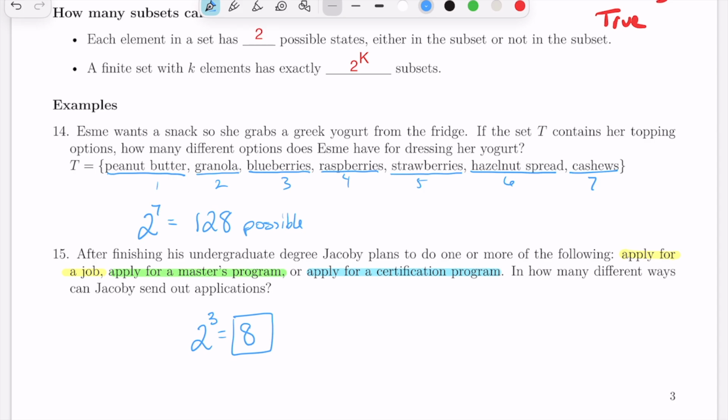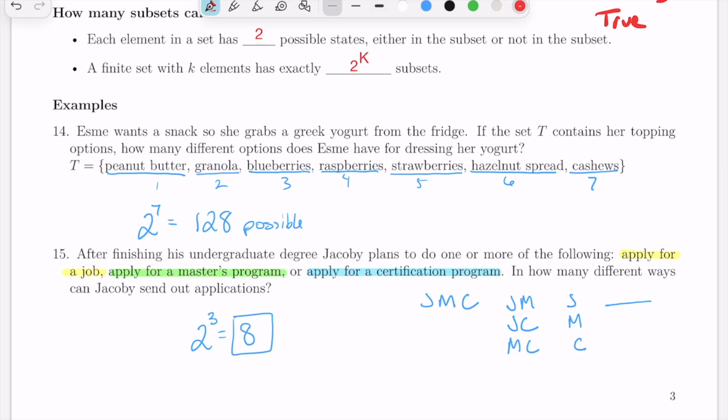In other words, he could apply for a job, a master's program, or a CERT program. He could apply for all 3 of them, right? He could apply for a job and a master's program, or he could apply for a job and a CERT program, or a master's and a CERT program. These are all the ways that he could apply for 2 of them. Of course, he could just apply for a job. He could only apply for a master's program. And maybe he's decided, I don't want to do the others, I only want to do a CERT program. Lastly, he could even choose to apply for none of them.